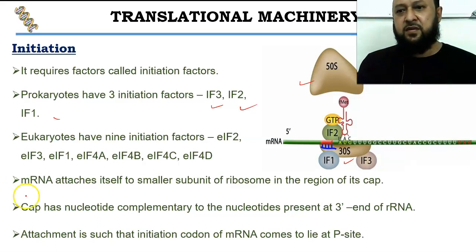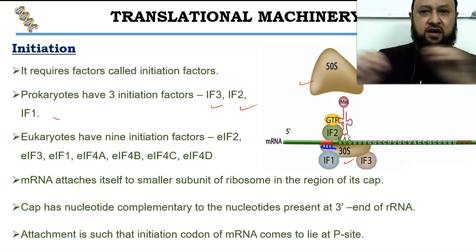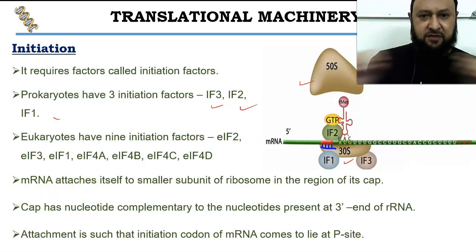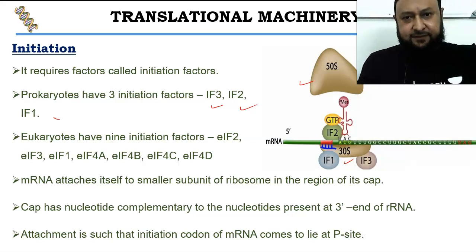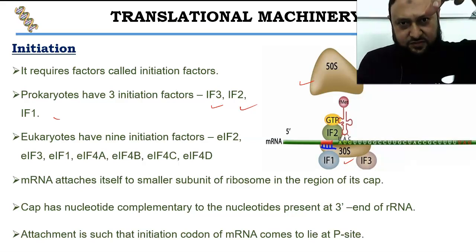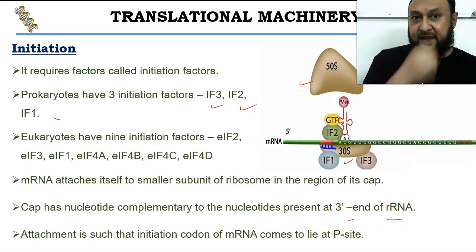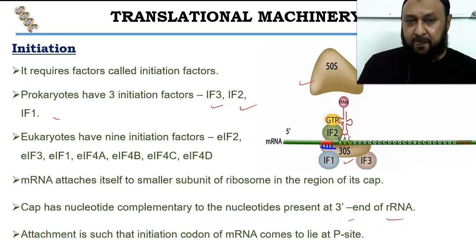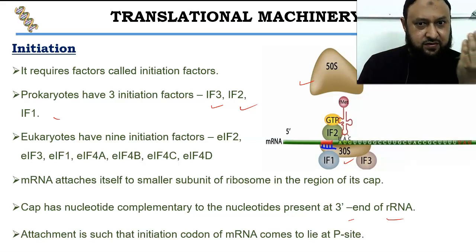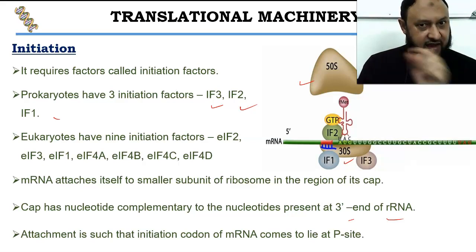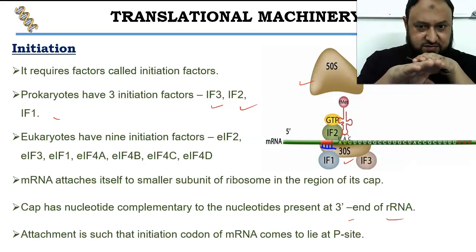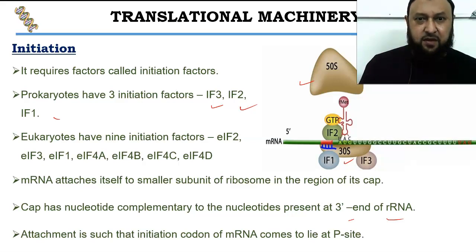Now, when mRNA attaches itself to the smaller unit of the ribosome at its cap region, the larger subunit comes above it. The cap has a nucleotide complementary to the nucleotide present at the 3' end of the rRNA. There is ribosomal RNA in the smaller subunit, and that recognizes the mRNA template when it comes. So it is recognizing, and then the mRNA just moves on the smaller subunit.